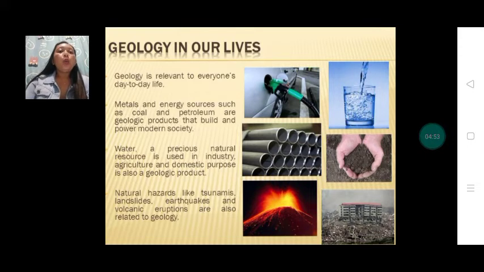Water is a precious natural resource used in industry, agriculture, and for domestic purposes, and it is also a geologic product. Natural hazards like tsunamis, landslides, earthquakes, and volcanic eruptions are also related to geology. So these are all related to geology.